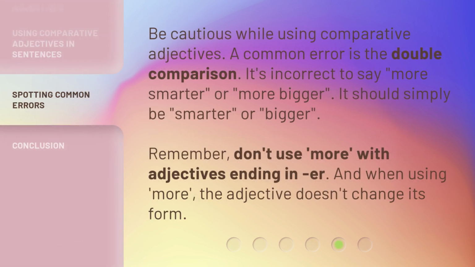Be cautious while using comparative adjectives. A common error is the double comparison. It's incorrect to say, more smarter, or more bigger. It should simply be, smarter, or bigger. Remember, don't use more with adjectives ending in er. And when using more, the adjective doesn't change its form.